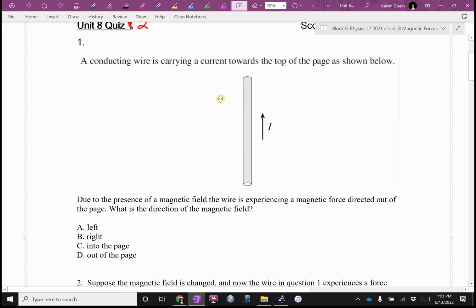So number 1, a conducting wire is carrying current upwards. There's a mysterious magnetic field. I didn't draw it on the page, but the wire is feeling a force directed out of the page. What's the correct direction of the magnetic field?